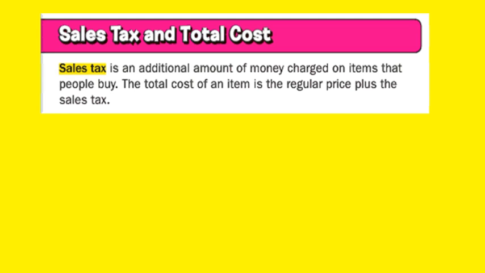Sales tax and total cost. Sales tax is an additional amount of money charged on items that people buy. The total cost of an item is the regular price plus the sales tax.